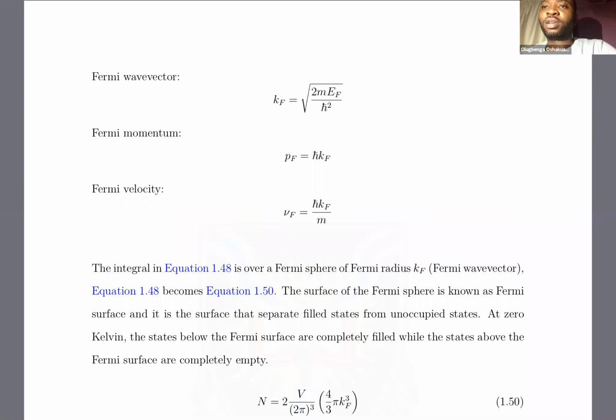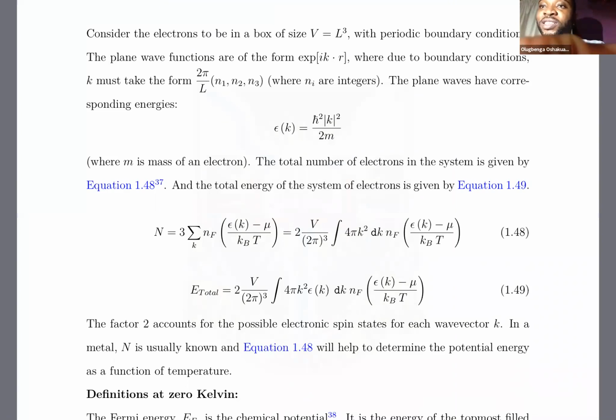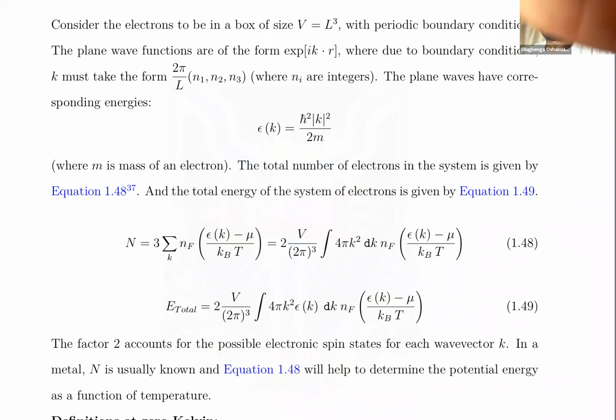So the integral in equation 48 is telling us the total number of electrons in the system, while equation 49 is telling us the total energy of the system of electrons. So when we know the total number of electrons in the system, it is very easy to determine the total energy of the electrons in the system.